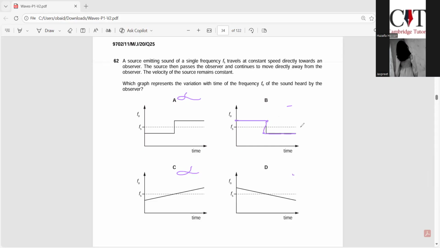B. Why B? Because it's starting at a constant high value and then it drops. This frequency would not change always. First, while it is coming towards you, the frequency remains the same. But after it passes you, it changes and then it remains the same. In D, it is changing all the time. That's not possible. That's why B is the answer. It would remain constant, does not change every time, right?